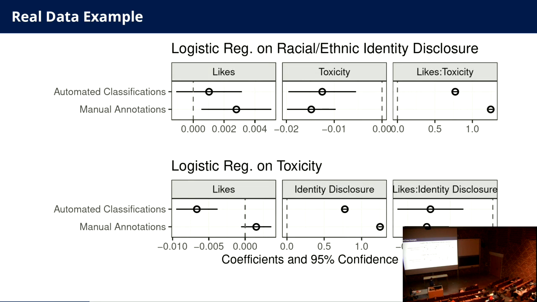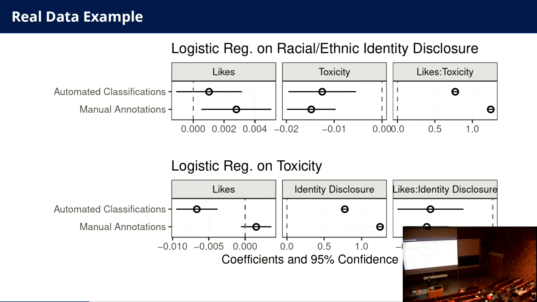So on the top, we have a logistic regression where the outcome is whether someone discloses an element of their race or ethnicity. The top row shows the estimates from the model where we use automatic classifications, and the bottom row shows the estimates we got using the manual annotations only, right? And we can see that for the direct effect of likes on disclosure, we find no detectable relationship using the classifications, but we find this small detectable relationship using the annotations. And this is to show that this can be a problem when you have automatic classifications in an independent variable that you're using to predict an outcome.